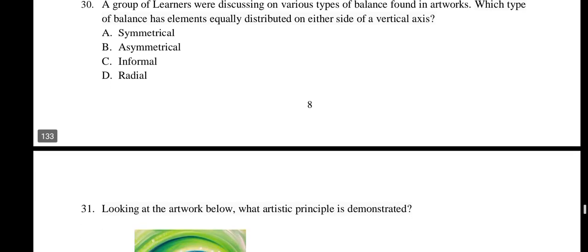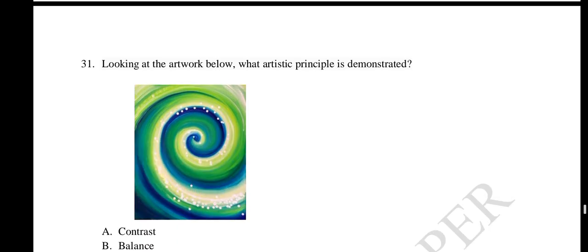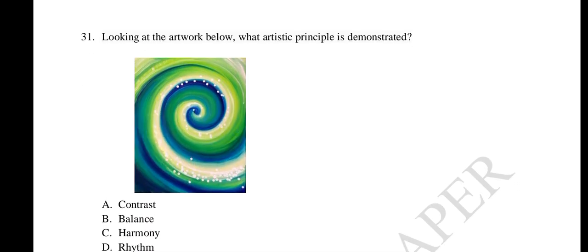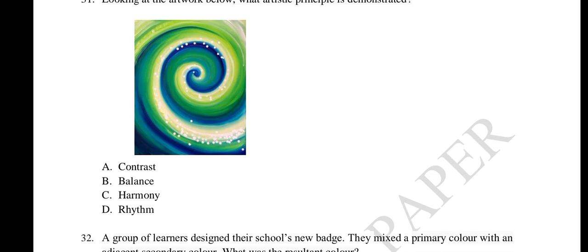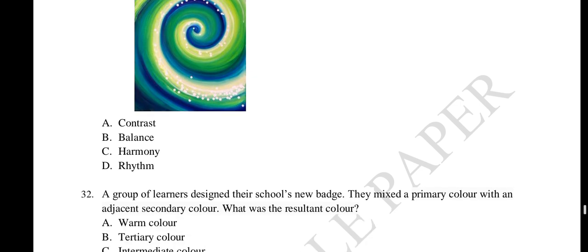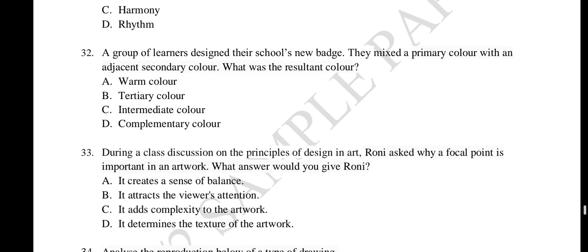Then a group of learners were discussing various types of balance found in artworks. Which type of balance has the elements equally distributed on either side of the vertical axis? Either side of the axis, when they are equally distributed, that is symmetrical balance. Then looking at the artwork, what artistic principle is shown? Here we have balance, harmony, rhythm, contrast. There we have rhythm.